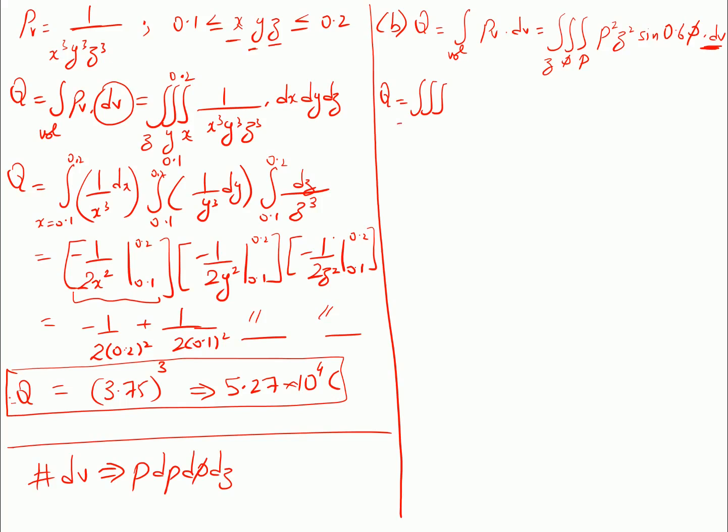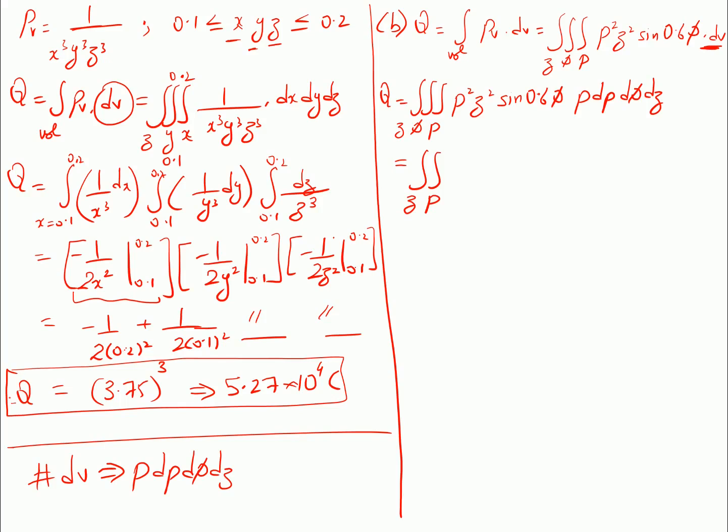So this is z, this is phi, this is rho, and this is rho square z square sine of 0.6 phi, and the value of dv is rho d rho d phi d z. So again we need to start with the integral that is easy to solve, and we can see that the phi component exists over here, so we can go with the phi component and easily solve it.